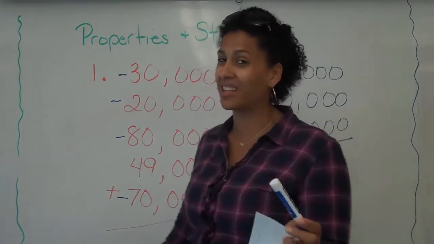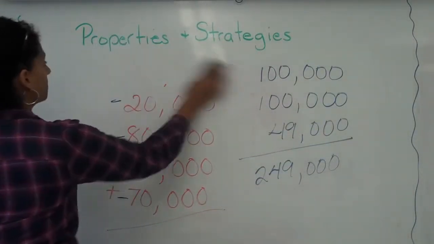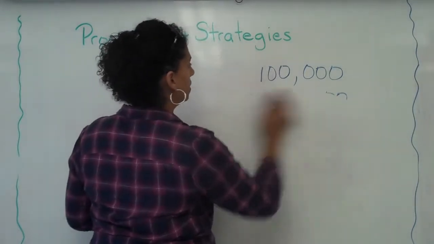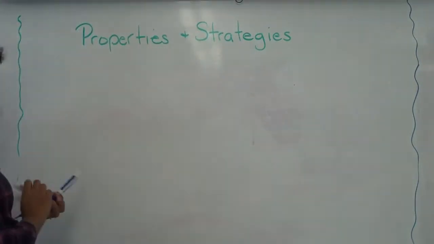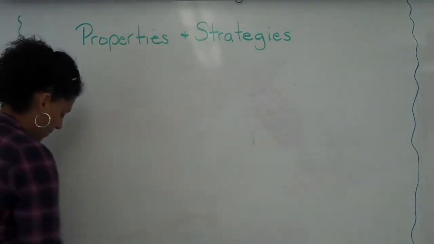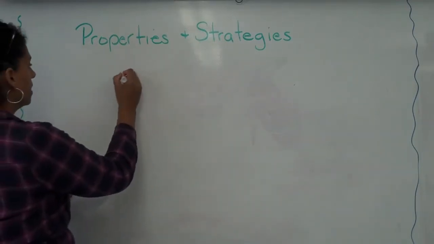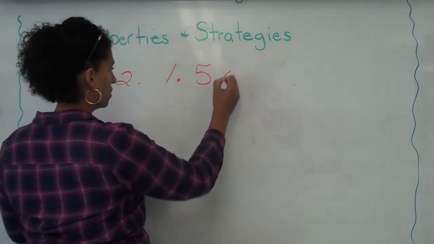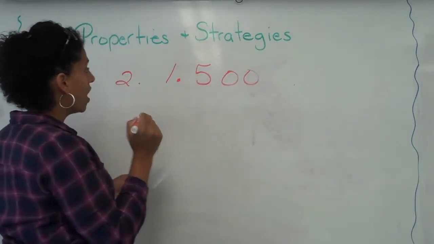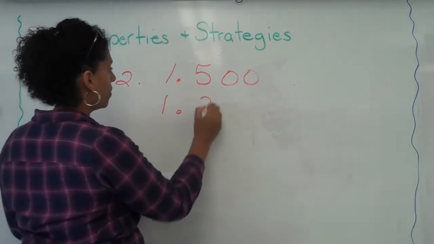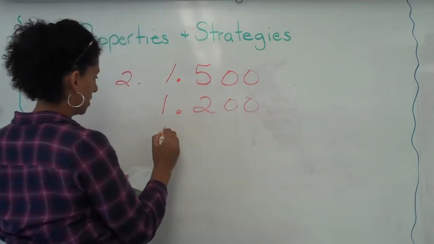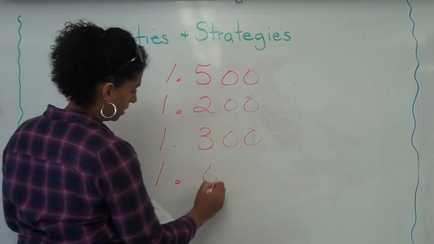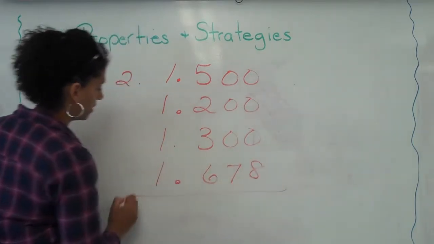Let's do another one. They get a little bit more scary. All right, number 2. This one has some decimals in it. So 1 and 500 thousandths plus 1 and 200 thousandths, 1 and 300 thousandths, 1 and 678 thousandths.